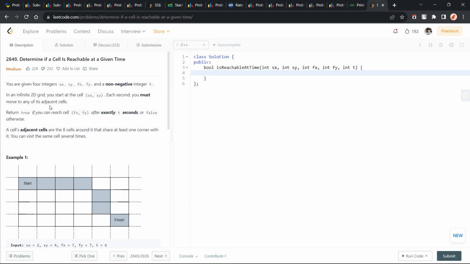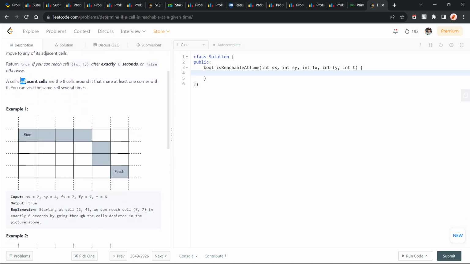Anyways, the problem is a medium level problem, and it is Determine if a Cell Is Reachable at a Given Time. We have been given four integers, sx, sy, fx and fy. sx and sy denote the starting cell, and at each second we must move to any of its adjacent cells. We have to return true if we can reach cell fx, fy exactly after t seconds, otherwise we return false. A cell's adjacent cells are the 8 cells around it. Okay, that is cool.